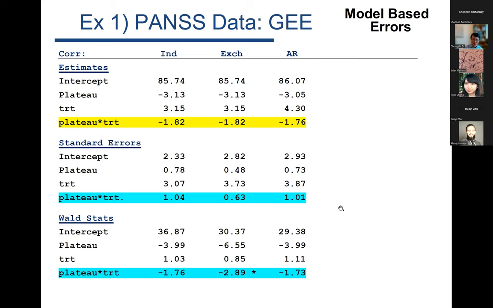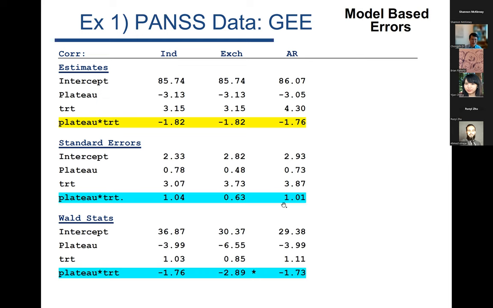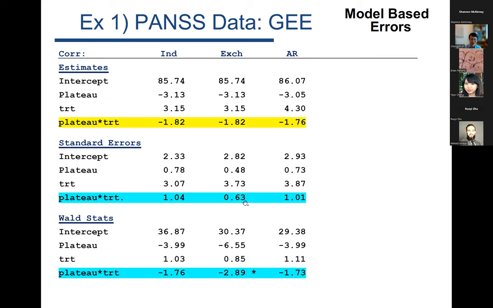Now, in the next slide, I want to show you what happens if you choose the model-based standard errors. Again, I'm showing you all three different models, with regression coefficients, standard errors, and Wald statistics. Let's focus on standard errors. You notice that they are somewhat different. For the independence and the AR, the standard error of 1.004 is larger than before, whereas for exchangeable, it's smaller than before. And it also potentially gives you different significance results. In fact, you will only conclude significance from the exchangeable model. With working independence or working autoregressive, you will conclude it's not significant.